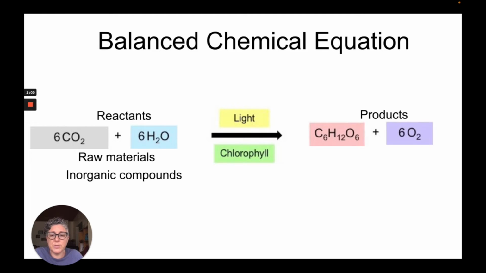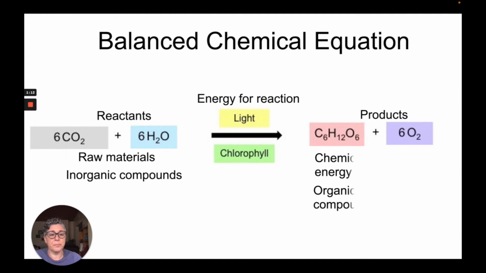Again, let's remind ourselves, the carbon dioxide and the water are raw materials, otherwise known as inorganic compounds, and the light is the energy for this reaction. The glucose is chemical energy. It is an organic compound, and the oxygen is waste. Again, the chlorophyll is the component in the plant leaf that is going to absorb the light.